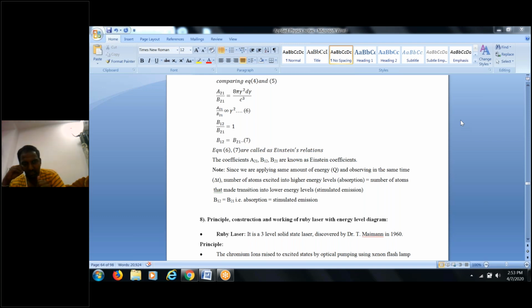Why? Because the semiconductor laser is already discussed in unit number three. What is the name of unit number three? Optoelectronic devices. In that unit, we have the operation of semiconductor laser. That's why in the fourth unit under the lasers chapter, we are having only two types of lasers. One is a solid state laser, example is ruby laser. Second one is gas laser, example is helium neon laser. So now tell me, if you are having any doubts, ask.